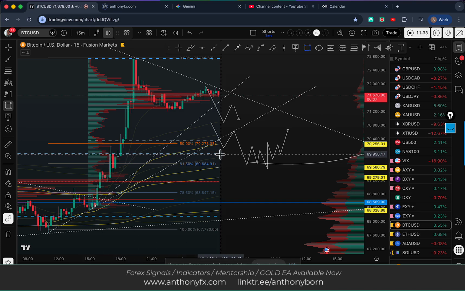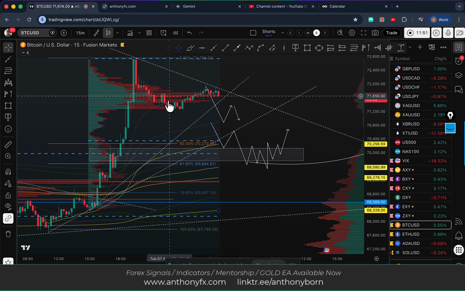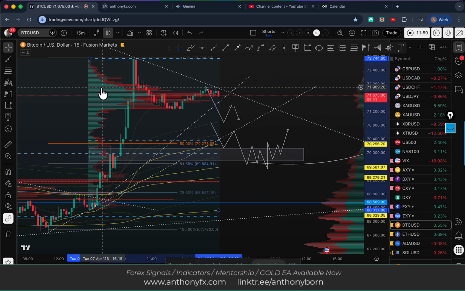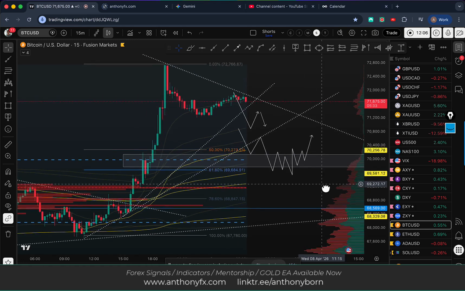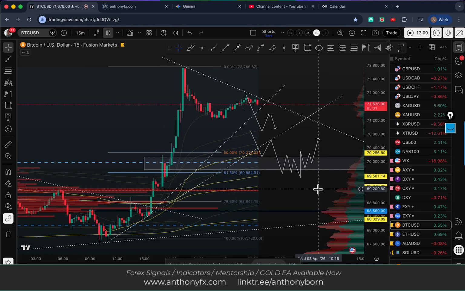You've got the blue line, which is the volume profile value area high, value area low, value area high here. Just disregarding the one above. I'm just looking at this section under here. Anyway, that's a bit of food for thought. You can see it moves into that. So that's what I'm looking for with Bitcoin at the moment.